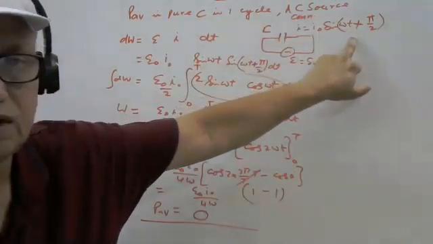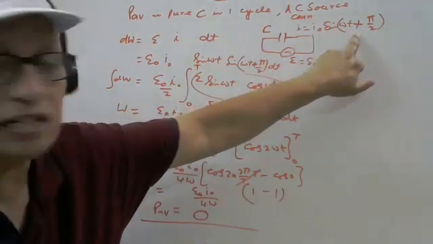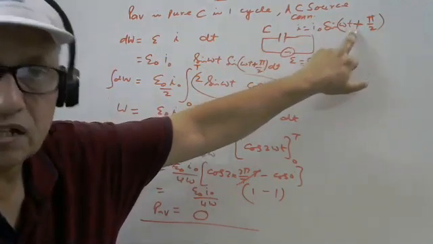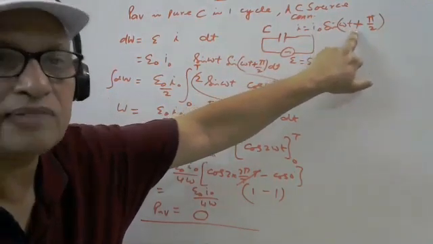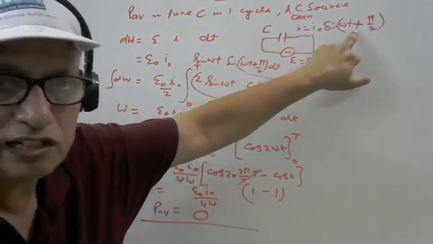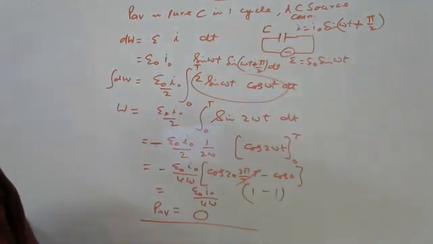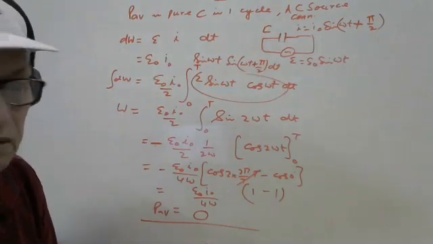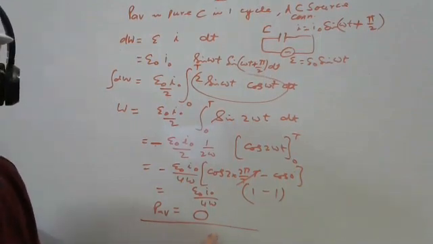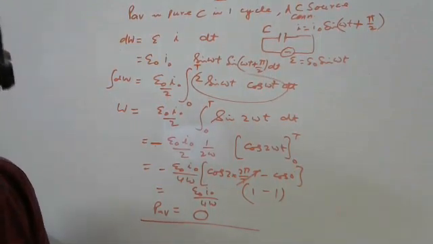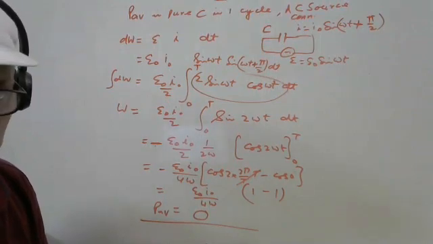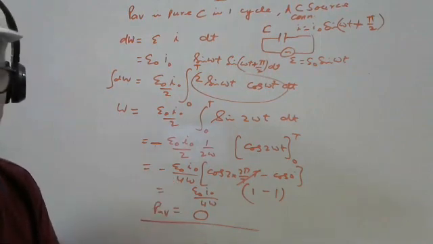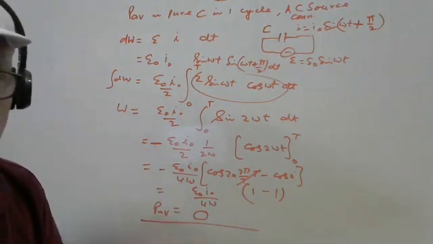Here the only difference is that the current is leading the voltage by 90 degrees. In case of inductance, the current is lagging behind the voltage by 90 degrees. So this is the only difference. We are getting the same result. It means for pure inductance and for pure capacitance, there is no power wastage or loss. In one cycle, there is no power loss in case of pure inductance and pure capacitance.